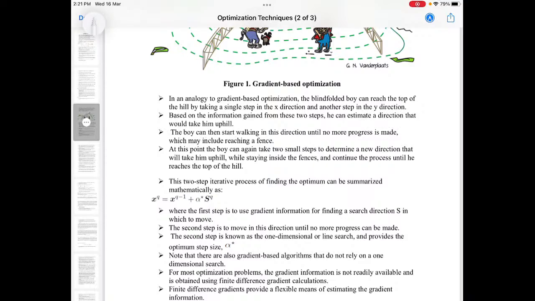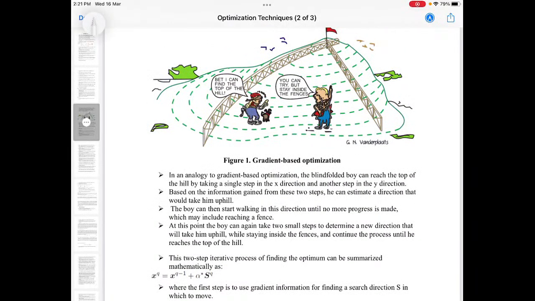Because if he moves in the x direction, the maximum limit will be the fence, and when he strikes the fence, he knows that the constraint has been reached. And suppose the boy is moving in the y direction also, he knows that there is a certain limit here in the y direction also. So once he hits the fence or the constraint, he understands that this is the limit. So he has to move in an opposite direction or in a different direction.